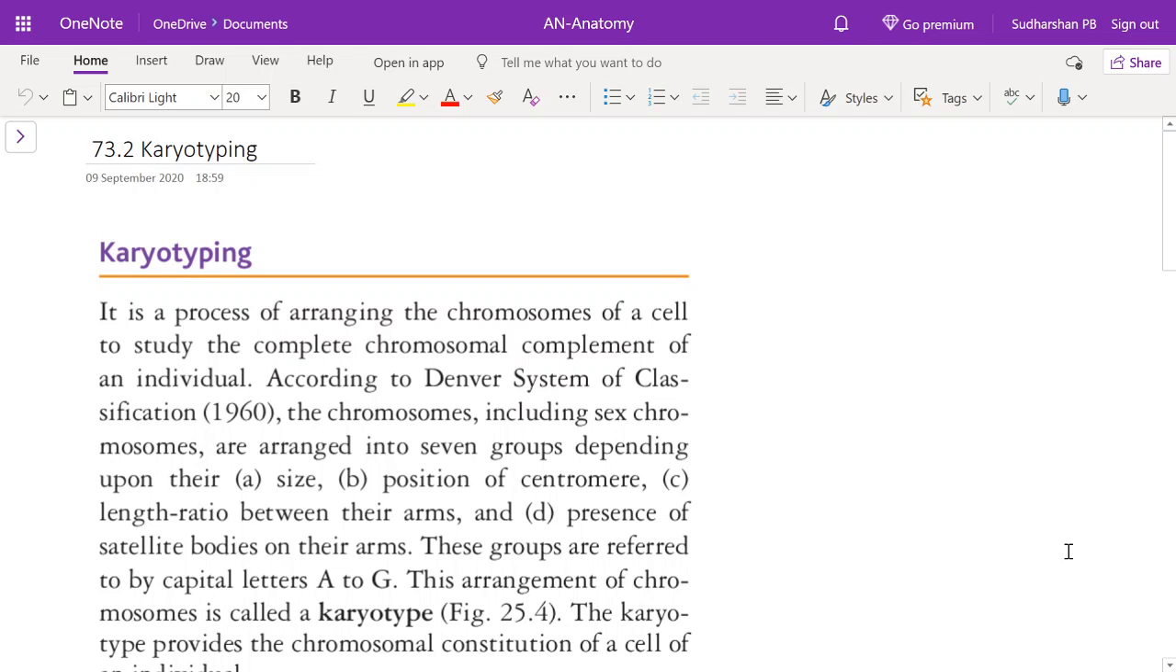Hello friends, in this video we will talk about karyotyping. Karyotyping, briefly, is a technique where we can understand the chromosomal constitution of an individual.